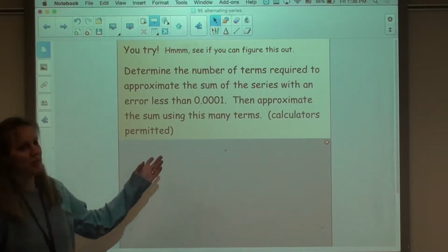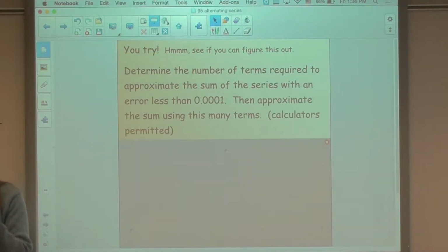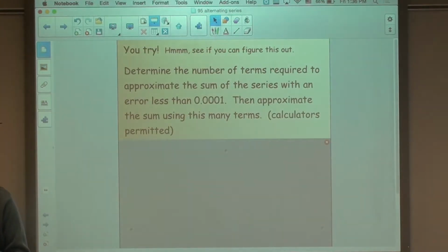Now, I have to give you the series terms, but let's just think about it. How would we know when the error falls below 0.0001 for any series? The next term is the error. You just find which term has a value that's less than 0.0001. That's all you do. So tell me a strategy that you would use to find that term on your calculator.